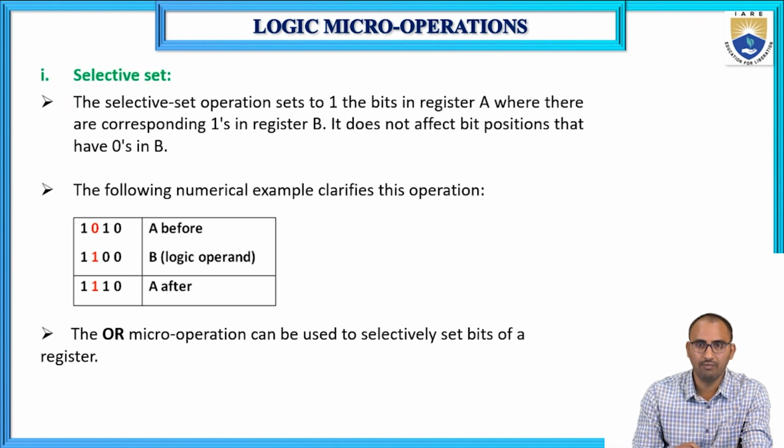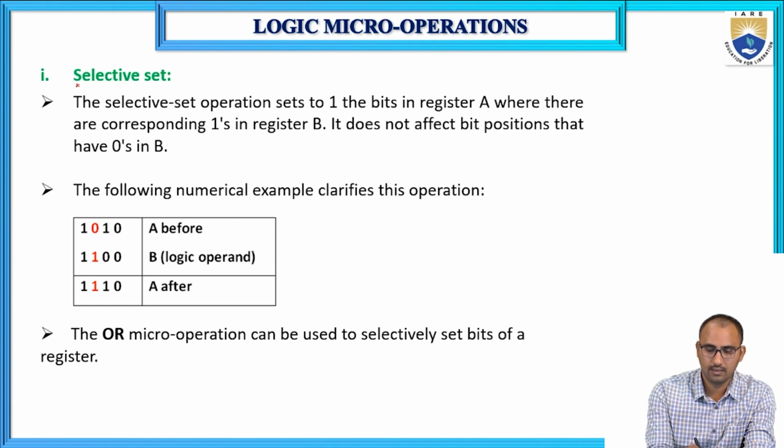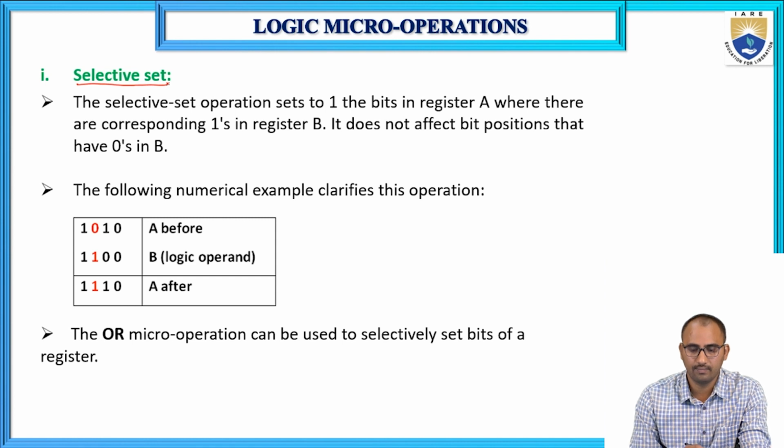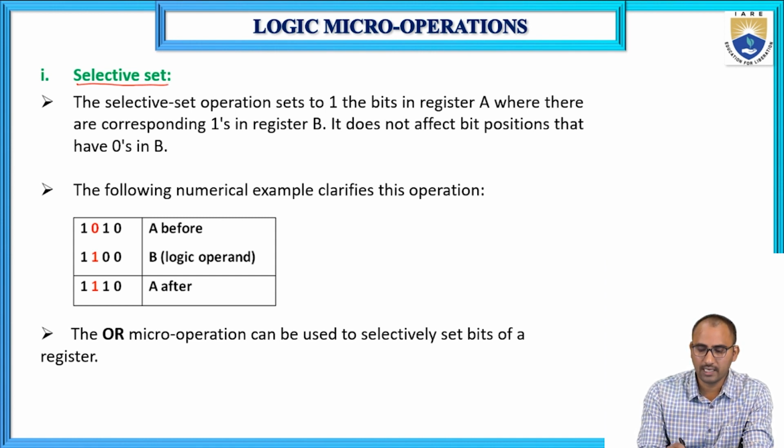Let's see one by one. First one is selective set. The selective set operation sets to logic 1 the bits in register A where there are corresponding ones in register B.